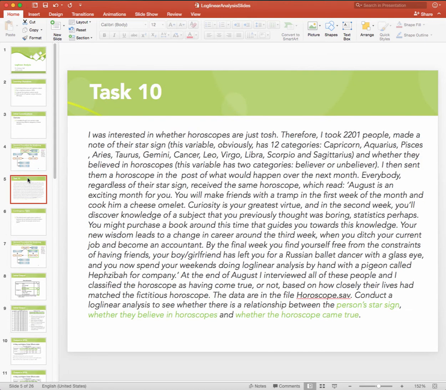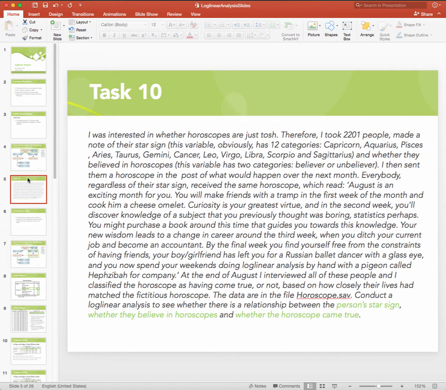I want to demo this concept using one of Smart Alex's tasks. We're going to look at task number 10, where he was interested in whether horoscopes were just tosh. Therefore, Andy took 2,201 people, made note of their star sign, which obviously has 12 categories, and whether they believed in horoscopes, meaning that they're a believer or unbeliever.